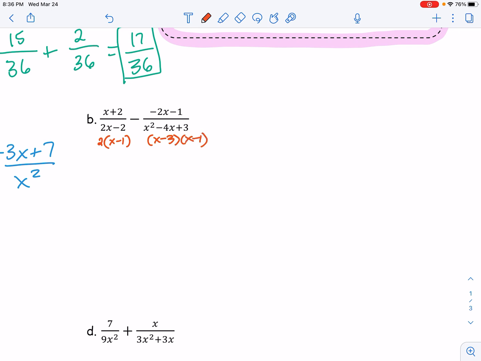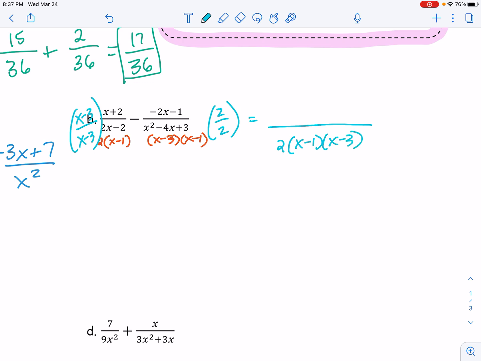So what do these two denominators have in common? They both have an x minus 1. The one on the right has a 2; the one on the left does not. So on the left, we need to multiply by 2 over 2. On the left, it doesn't have the x minus 3 that the right-hand side does, so on the left-hand side, we need to multiply by x minus 3. Okay? So now I do have a common denominator, and it is 2 times x minus 1 times x minus 3.